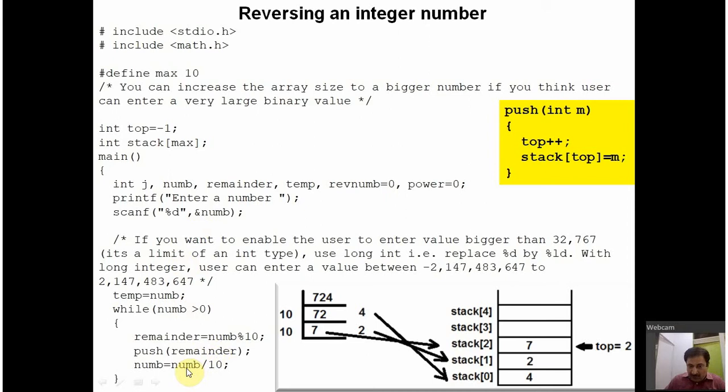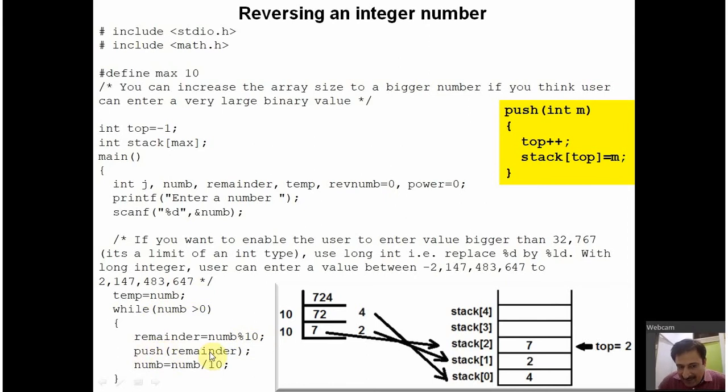Again the control will come over here. 72 divided by 10 will get you 7.2. But that will be truncated to an integer value, that is 7. 7 will be assigned to this num variable. Control will go again to the top to check this logical expression. Is 7 greater than 0? Yes. 7 mod 10. 7 cannot be divided by 10, so this whole 7 will be assigned to this remainder variable.